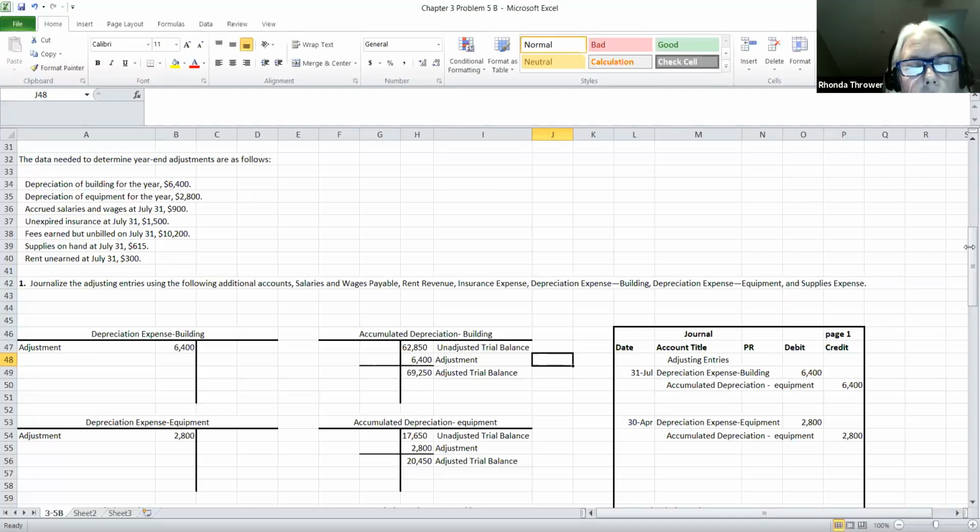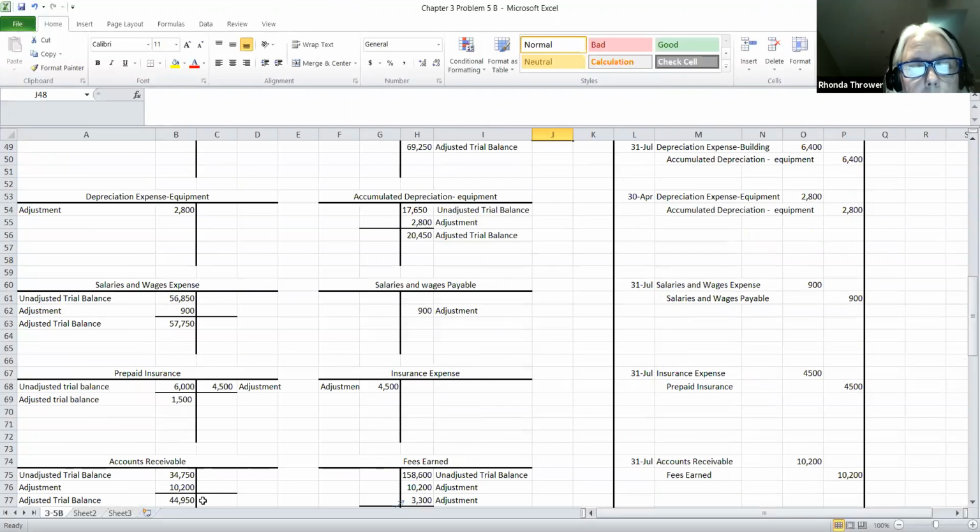So one of my accounts is going to be accounts receivable. The other account is going to be fees earned. This is an example of an adjusting entry that is accrued revenue. Accrued revenue means that it's revenue that we've earned, so we need to record it in this accounting period, but we just haven't received it yet. So it's accounts receivable in this accounting period too.